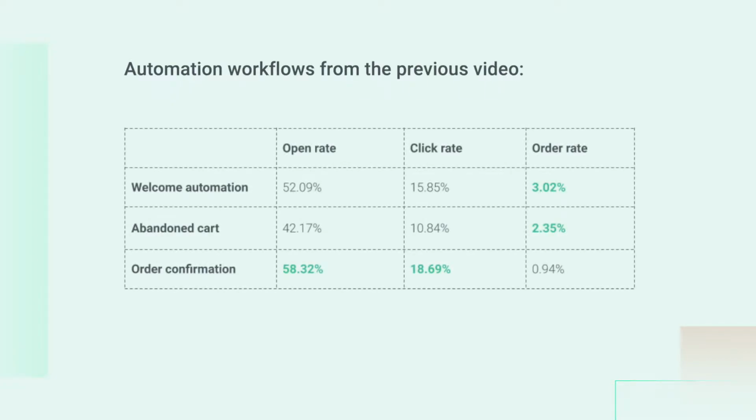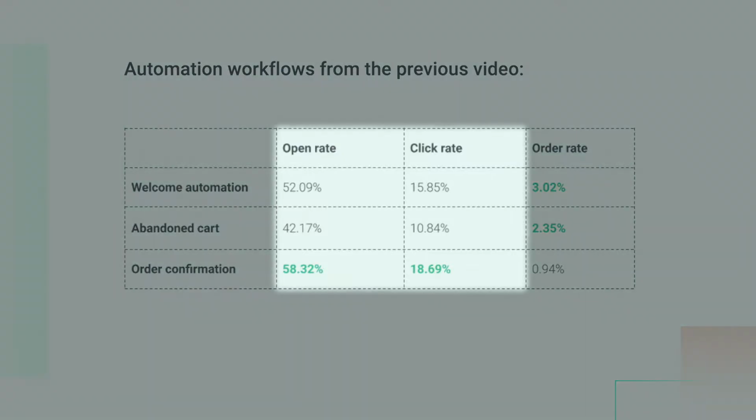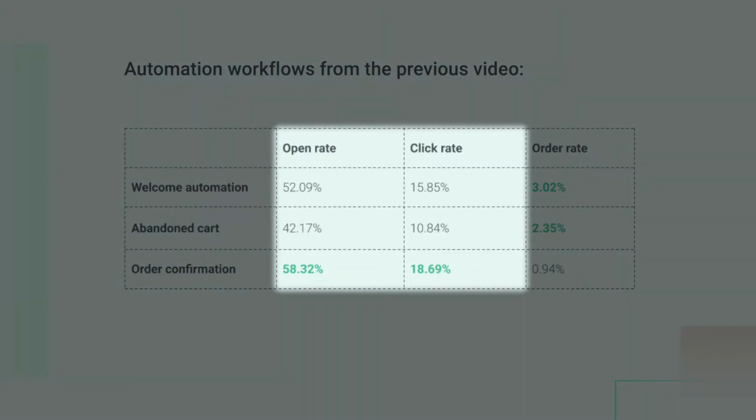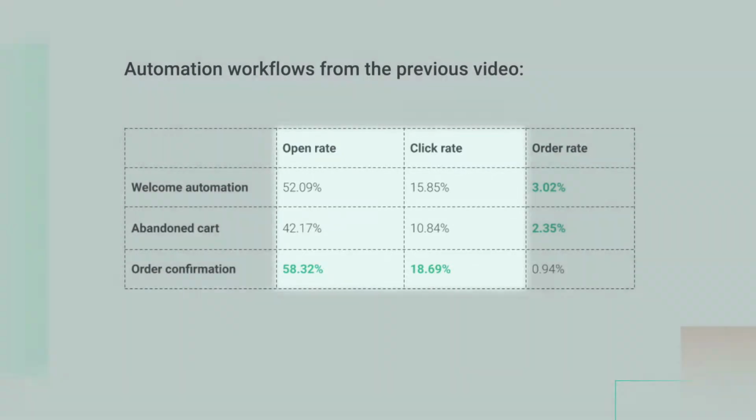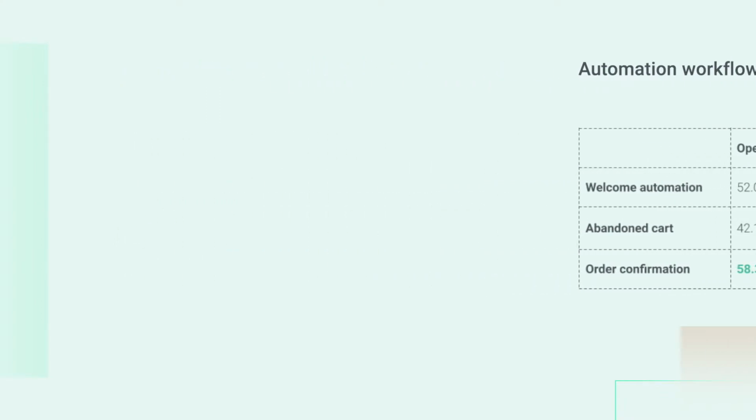The reason why we created automation workflows in the previous video before sending our first email campaign is because on average, automated messages get better engagement than campaigns. And it's very important to try and get the highest possible open and click rate metrics within your first couple of weeks of sending, as it greatly affects the deliverability and inbox placement of all of your future promotional emails.